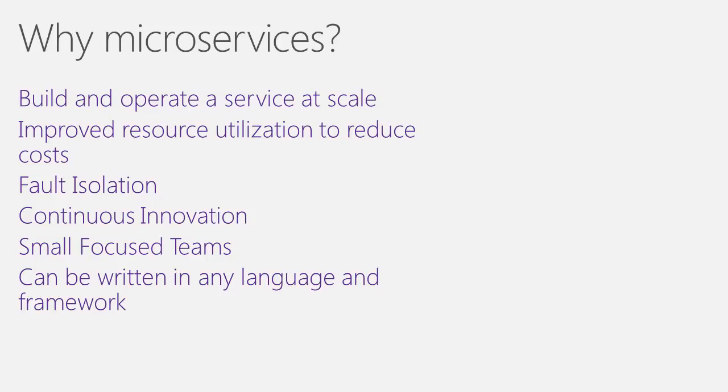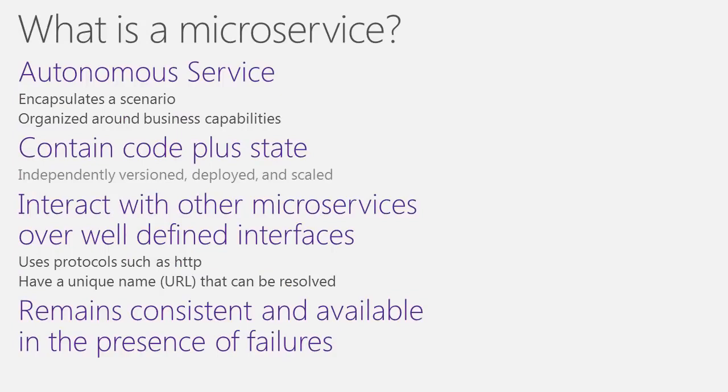With that in mind, how would we define a microservice? Well, there is no real definition of a microservice, but leading industry experts generally agree on the following. A microservice is an autonomous, independent service that encapsulates a business scenario or is centered around a business scenario. It contains the code and state. So what does that mean? Usually a microservice even contains its own data store. That makes it truly independently versionable, deployable, and scalable.